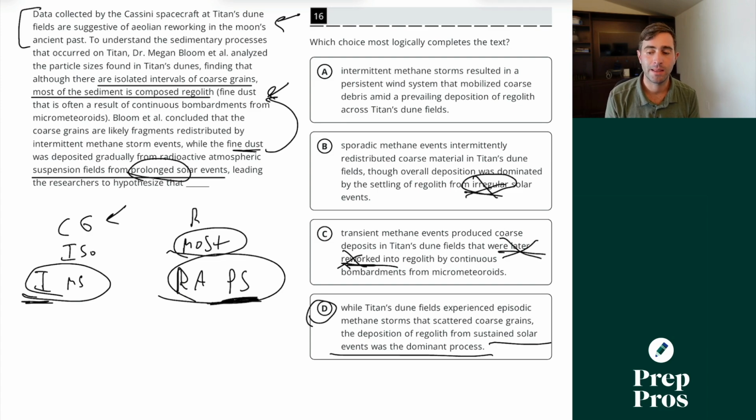A, intermittent methane storms resulted in a persistent wind system. Well, this doesn't make sense, because we have nothing that talks about any sort of persistent wind system, so we can strike it for that part, that mobilized coarse debris amid a prevailing deposition of regolith across Titan's dune field. So that persistent part is wrong. But the big thing with these: look for the connections, write information down. If you can do those things, you can really work through them.